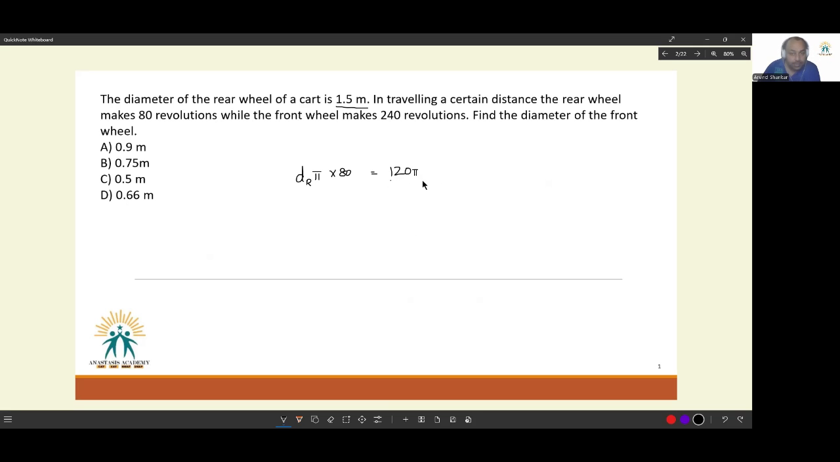Now, the same distance has to be traveled by the front wheel. So the front wheel will have the diameter of the front wheel times pi times 240, which has to be equal to 120 pi again. So this pi and this pi cancel, and the diameter of the front wheel will turn out to be half, or 0.5 meters, which is option C.